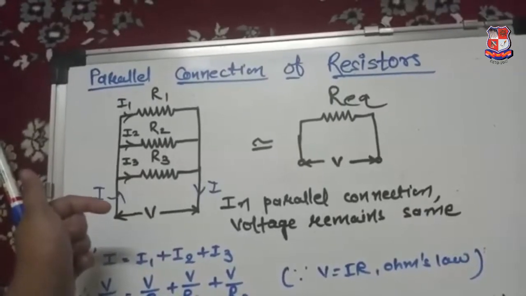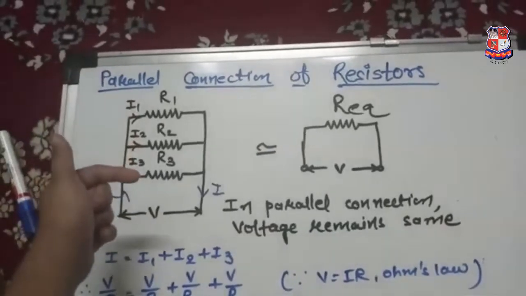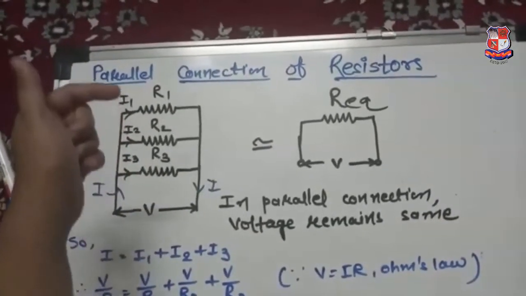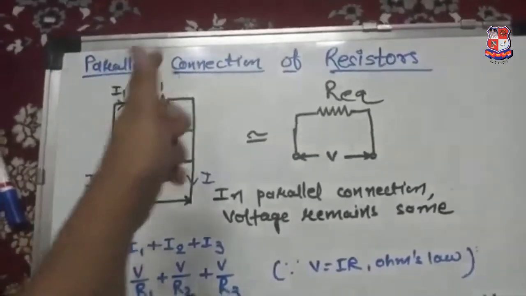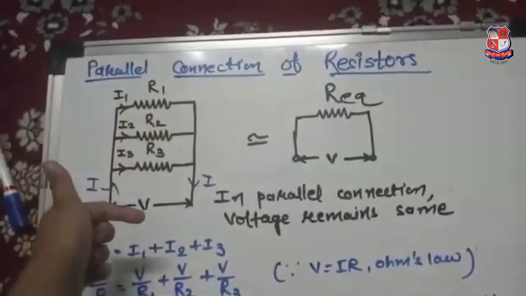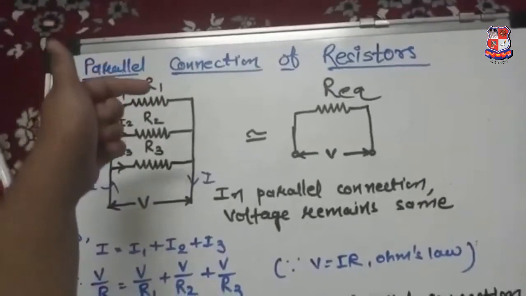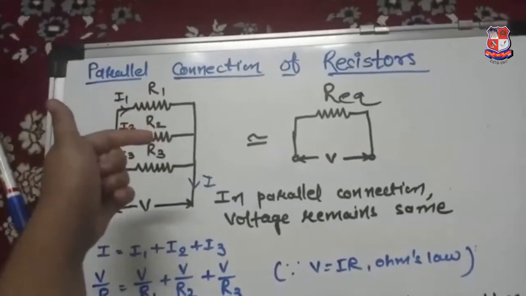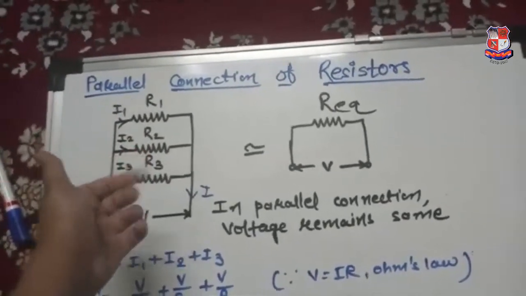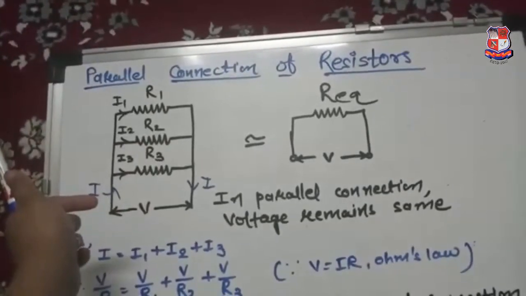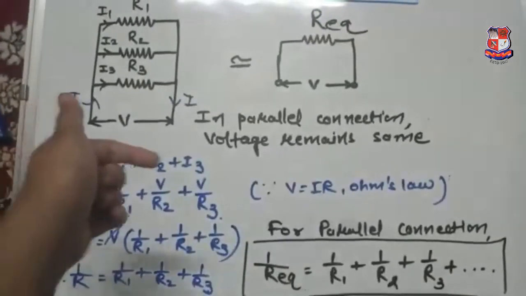Total current I is equal to the algebraic sum of all the 3 branch currents, that is I1, I2 and I3, and the value of the branch current depends on the value of the resistance. Because see here, in a parallel connection the voltage is the same, means the voltage across all the elements is the same. Voltage across R1 is also V, voltage across R2 is also V, and voltage across R3 is also V. So voltage is the same, so our total current I is equal to the algebraic sum of all the branch currents. So I is equal to I1 plus I2 plus I3.